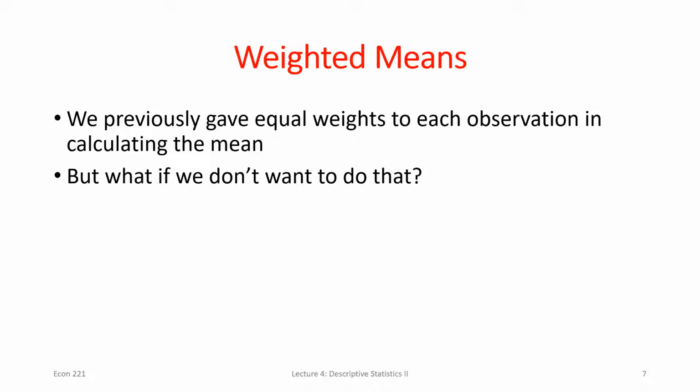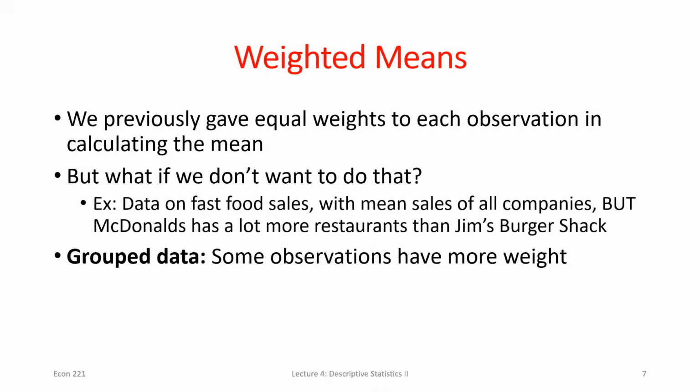However, what if we don't want to do that? Sometimes we might have an example, and I don't like this example as much. I'm going to change it on the fly today. We were looking at that COVID data set before, where we had the number of cases by each state. Well, do we really want to just simply take the average, or the mean?